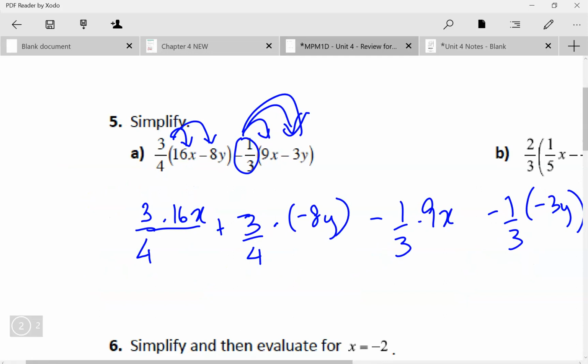So again, here, hopefully we're okay with the fact that when I do 3 over 4 times 16, I'm not going to multiply the 16 into the 3 and the 4. 16x is in the numerator, right?